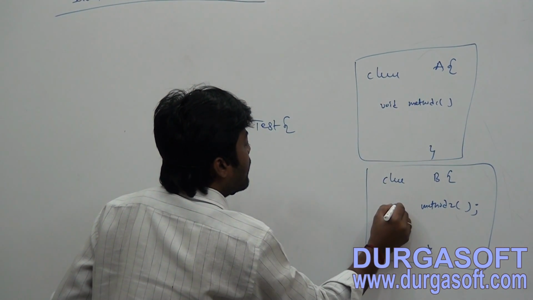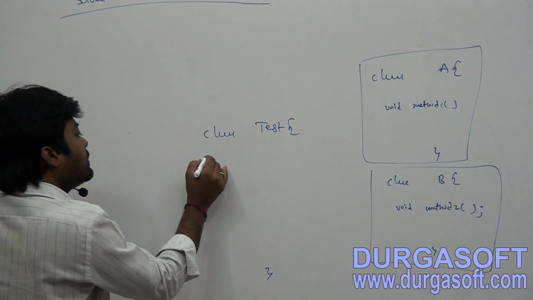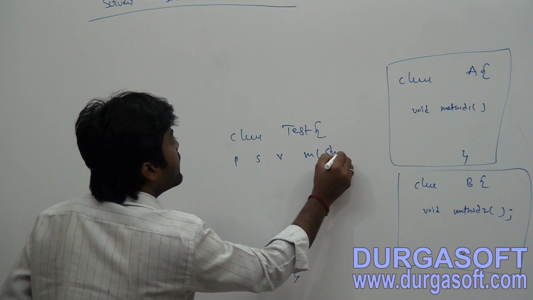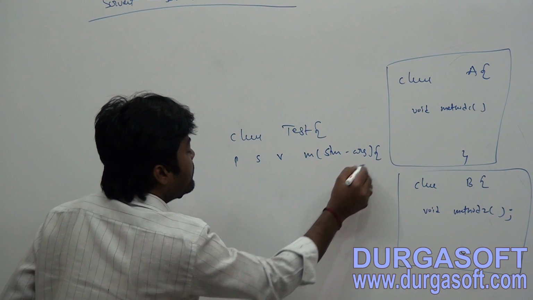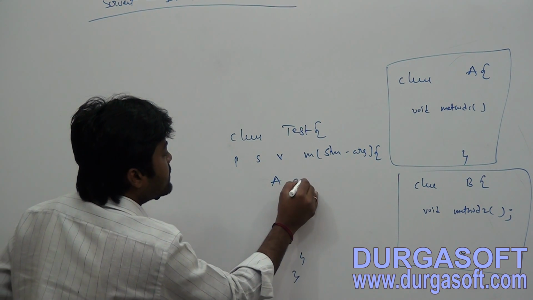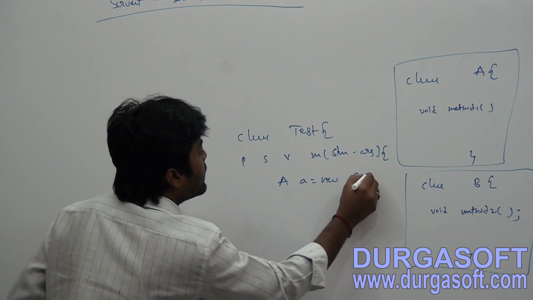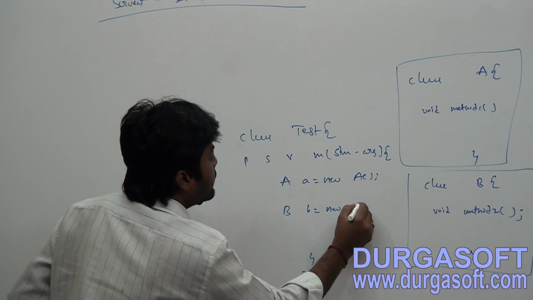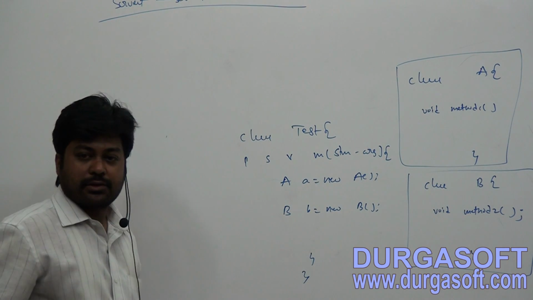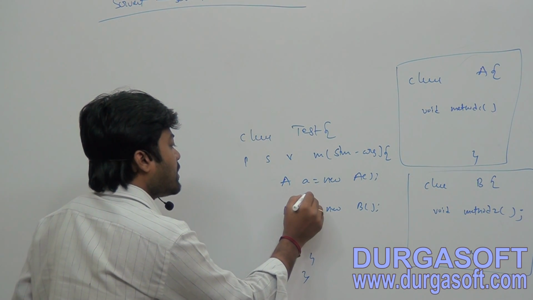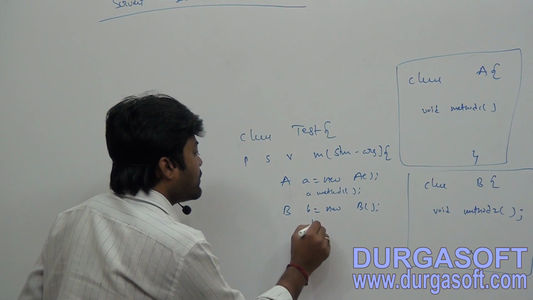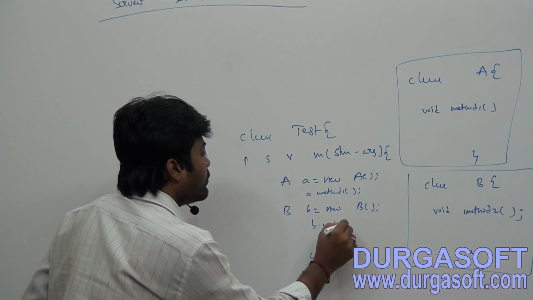First you need to create an object of that class, in public static void main. Whenever your test class wants to communicate with A class or B class, that A class instance or B class instance we should create here, right? Without having an instance we can't communicate with another class. So using this A reference you can call method 1, using this B reference you can call method 2.